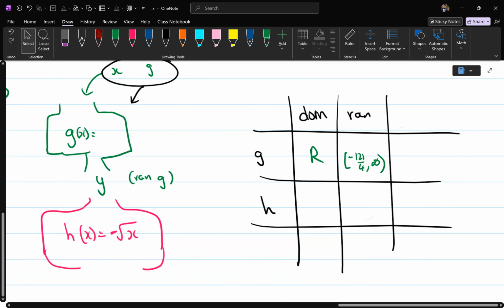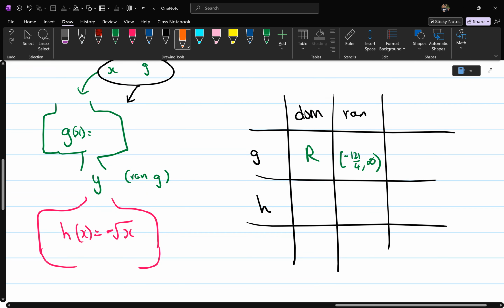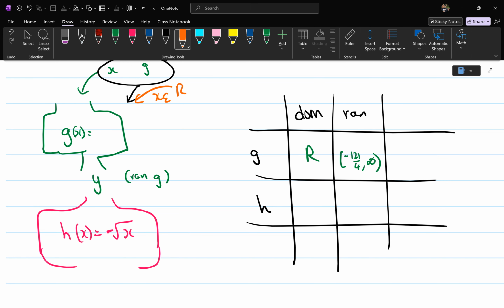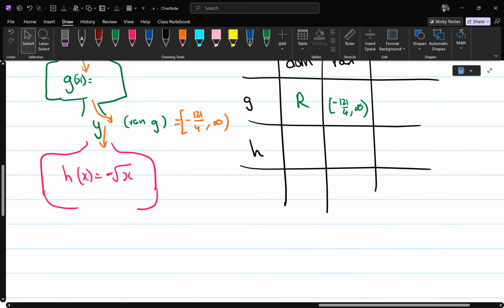Now, this is where the key part is. The y values that spit out, so remember, you can put any number for x an element of real numbers. You can put any number into g of x, but then g of x has to spit out any of these numbers here. So it's between negative 121 on 4 to infinity. And here's the thing that we really try to calculate: whatever those numbers are, can they all fit into h of x? But then h of x has an implied restriction.